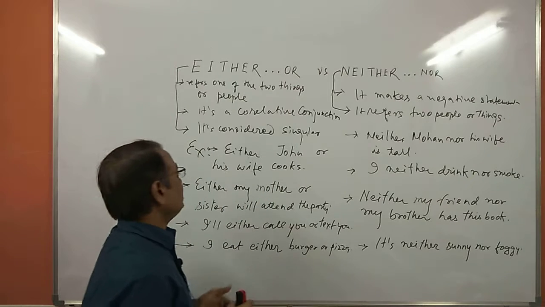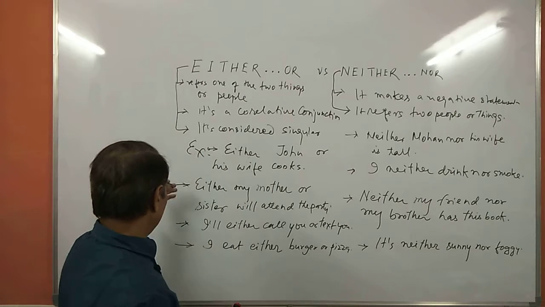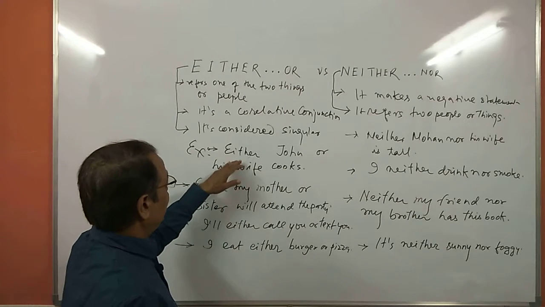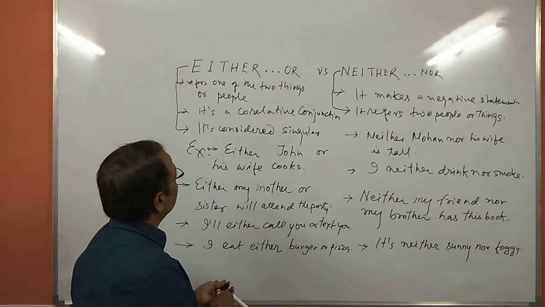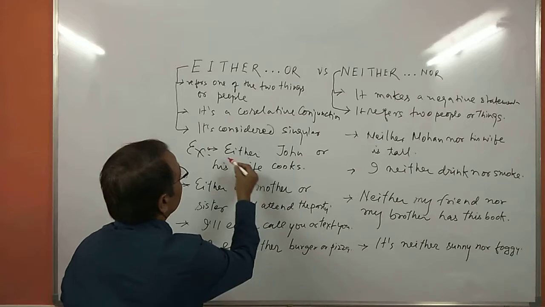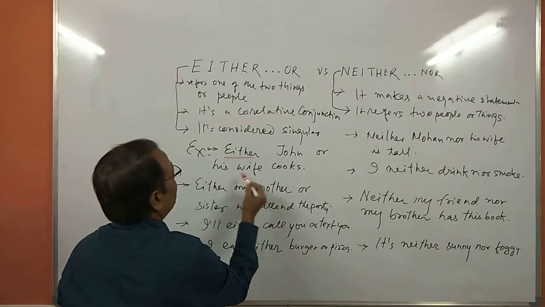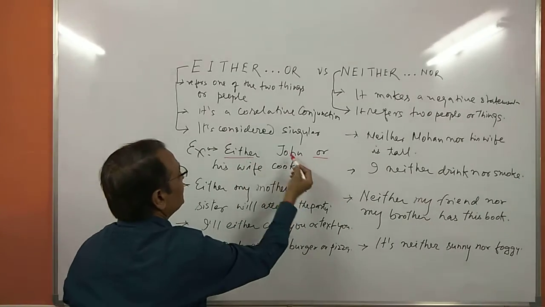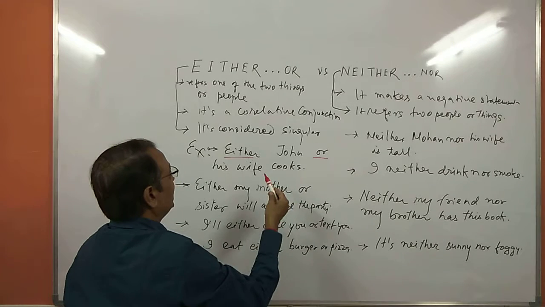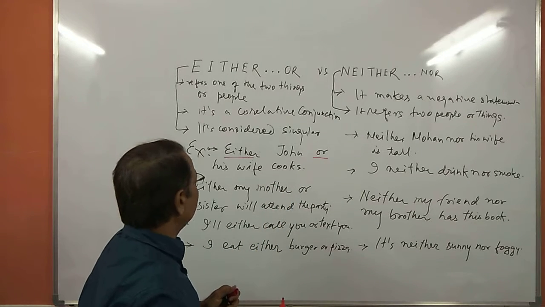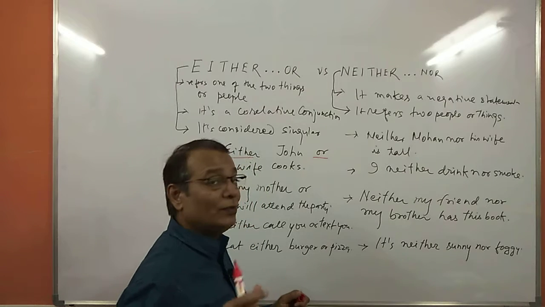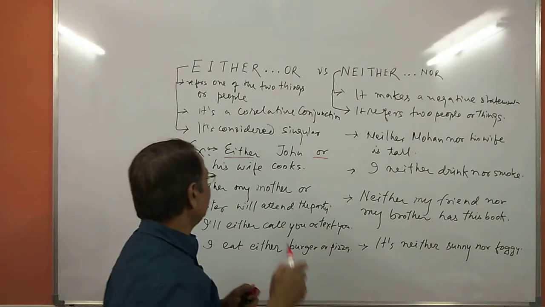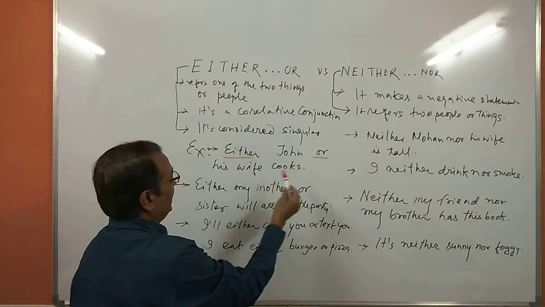I have written down a few examples. Right, either John or his wife cooks. Either John or his wife cooks. That means people speak this language when they are not sure who cooks actually, but it is sure that one of them cooks, right? So either John or his wife cooks.